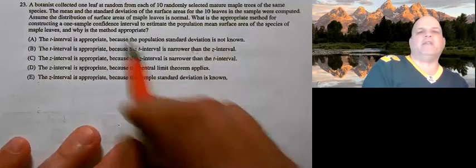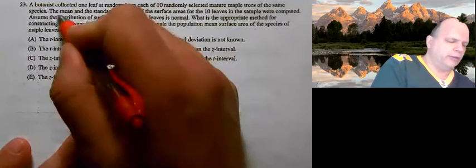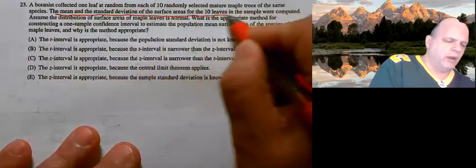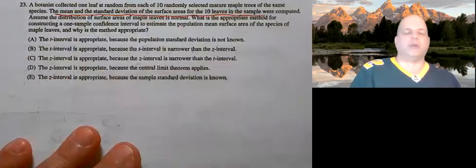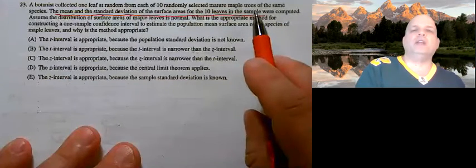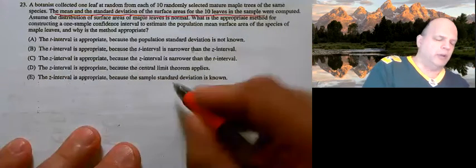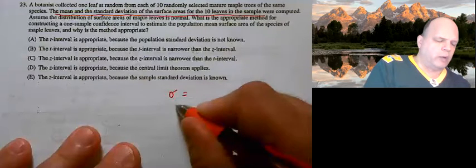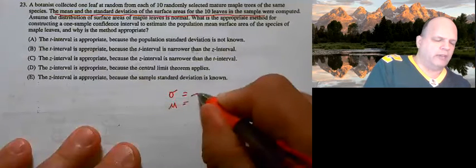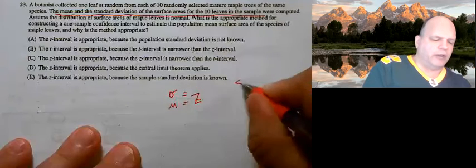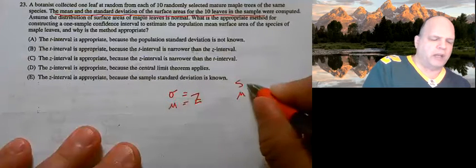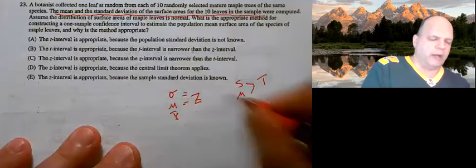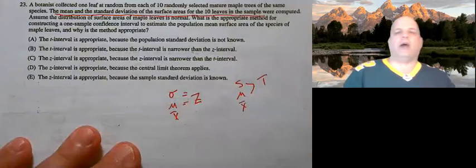The mean and the standard deviation, let's look at this. The mean and the standard deviation in the sample were computed. So we're using the standard deviation of the sample. Standard deviation of the population, and we're working with the mean, that's a Z. Standard deviation of the sample, and we're working with the mean, that's a T. Regardless whether you're talking about an X bar, these follow that way.